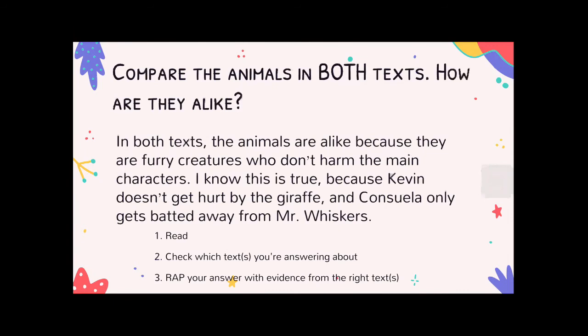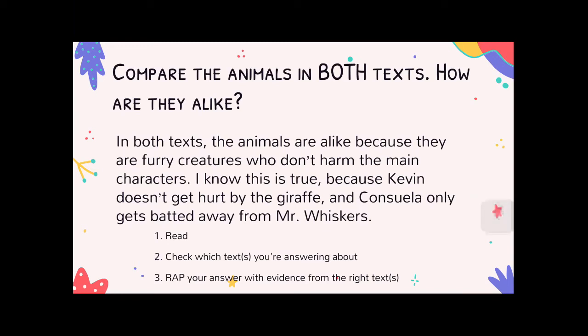All right, compare the animals in both texts. How are they alike? Otis says, in both texts, the animals are alike because they are free creatures who don't harm the main characters. I know this is true because Kevin doesn't get hurt by the giraffe, and Consuela only gets batted away from Mr. Whiskers. It looks like this is a good, strong answer. He's answering about both texts, right? Because Kevin and Consuela are in his answer, and he's talking about animals in both, the giraffe and Mr. Whiskers. He restated the question in both texts. The animals are alike because, and he answered with proof. So nice job on that one, Otis.